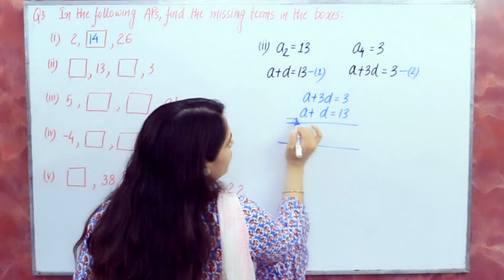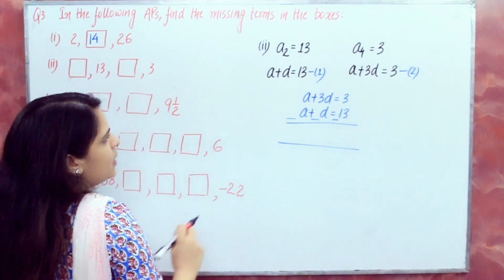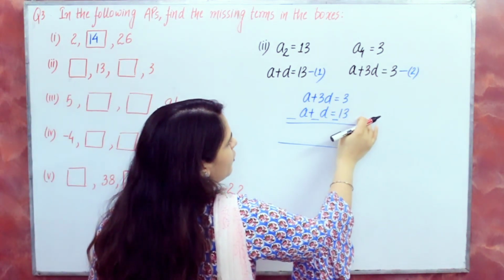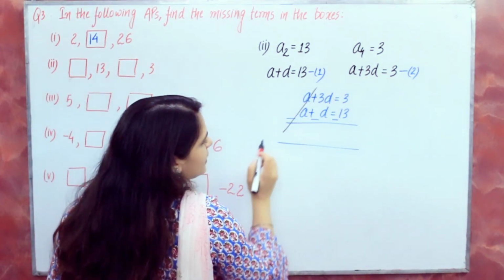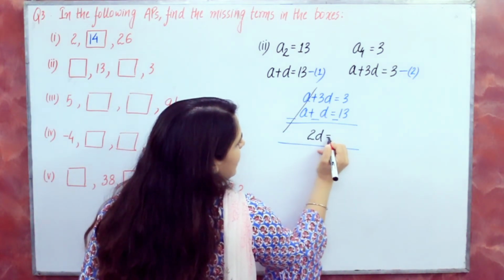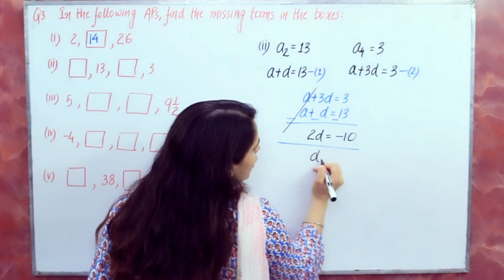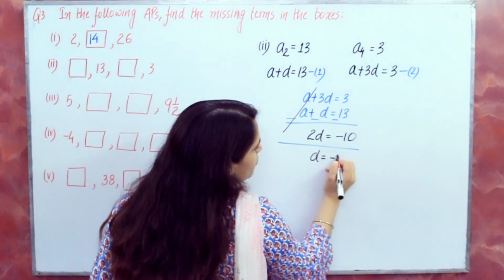Now in order to eliminate, we have to subtract equation number 1 from equation number 2. This will get cancelled out and you'll get 2D in LHS, and in RHS you will get minus 10. So common difference will be equal to minus 5.